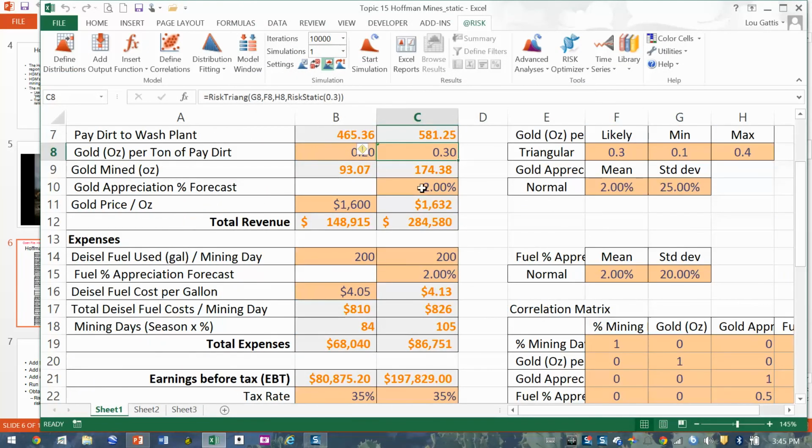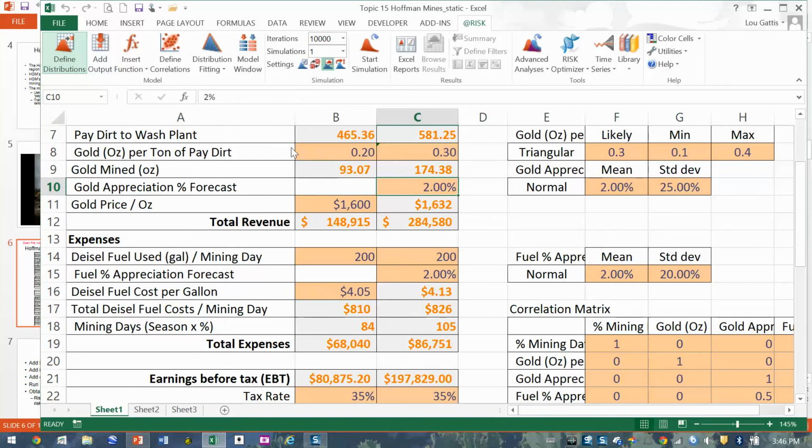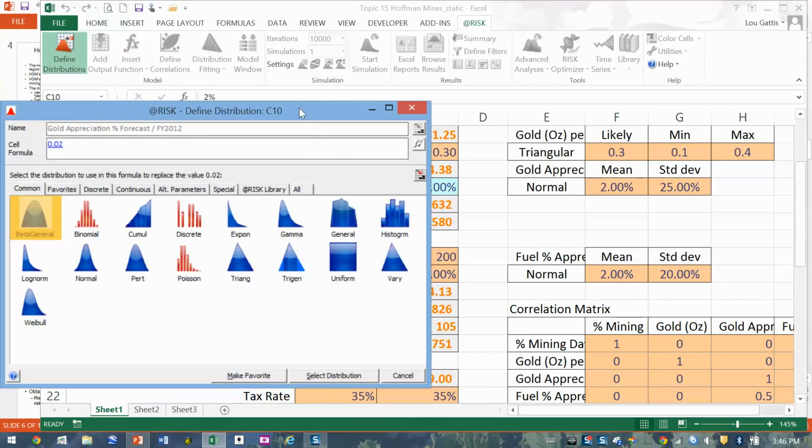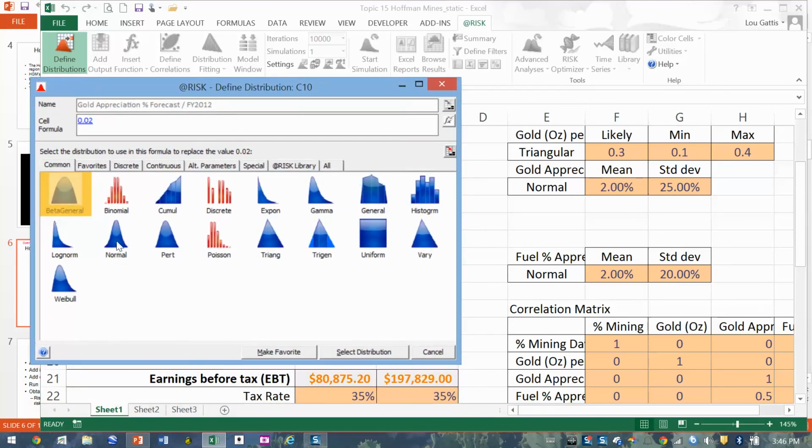Next, I'm going to do a distributional assumption on the appreciation of gold and the appreciation of fuel prices. For gold, usually when I talk about the appreciation or returns of asset prices, I generally might rely on a normal distribution. So for the 2% appreciation of gold, I'm going to assume that's normally distributed.